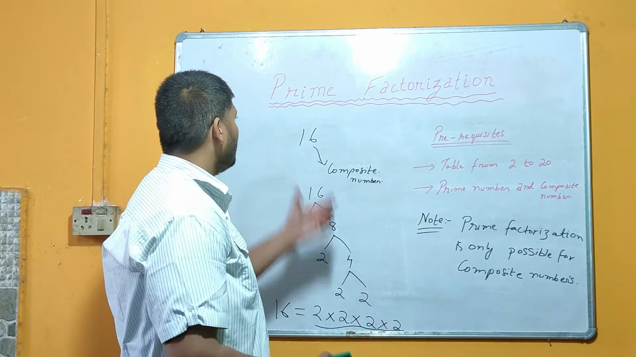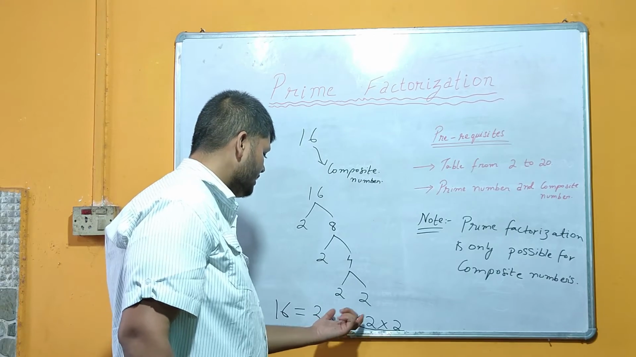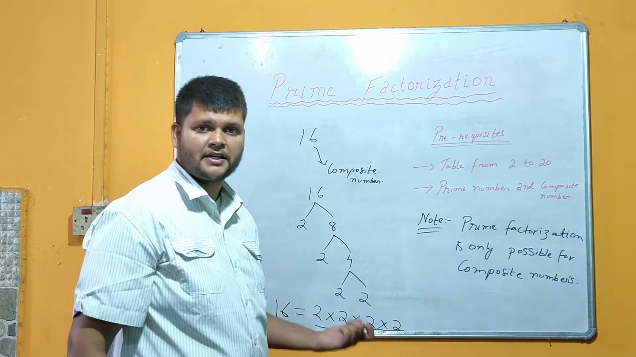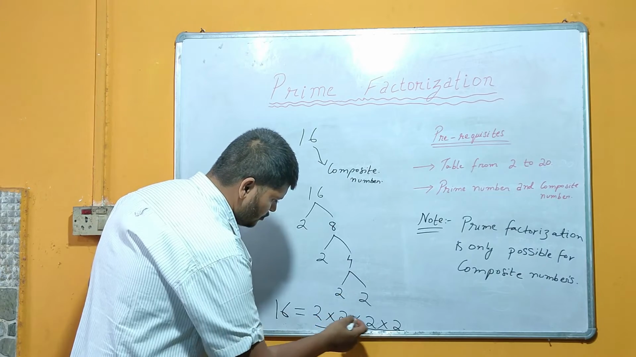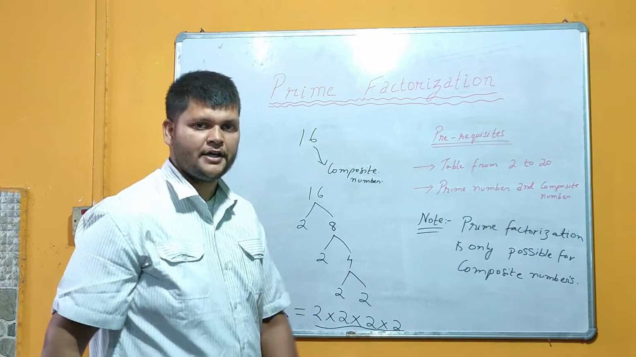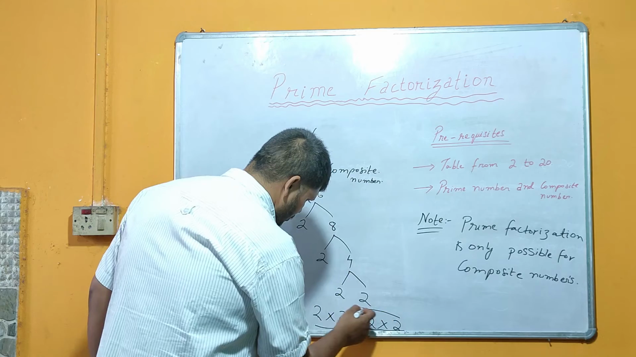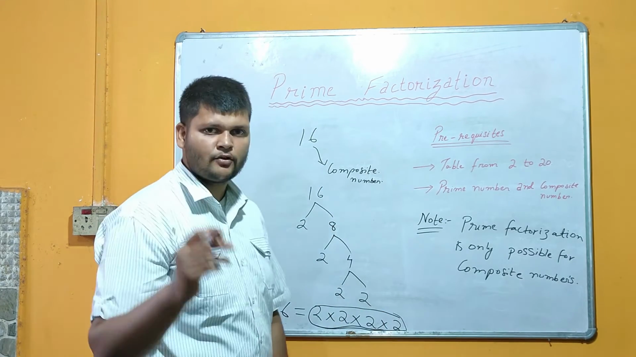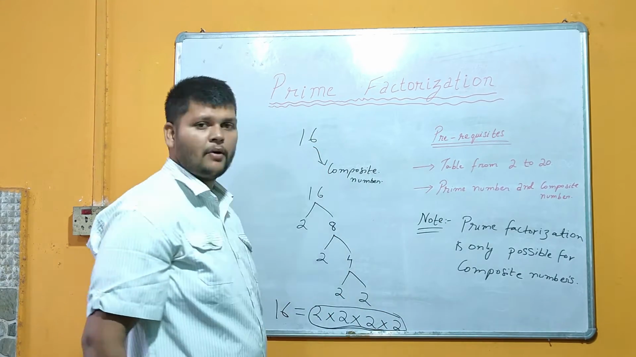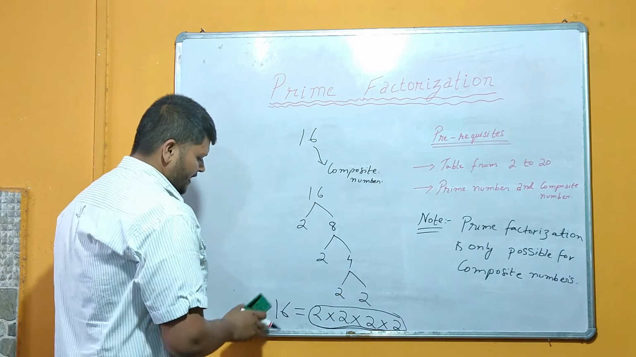Okay. But our job is to find out the prime factorization. So we have to see that whatever number we are multiplying over here, it must be a prime number. So you tell me, is this 2 a prime number or not? Yes. This 2 is a prime number, that's why we can conclude that all this together will be called a prime factorization for the given number, that is 16.